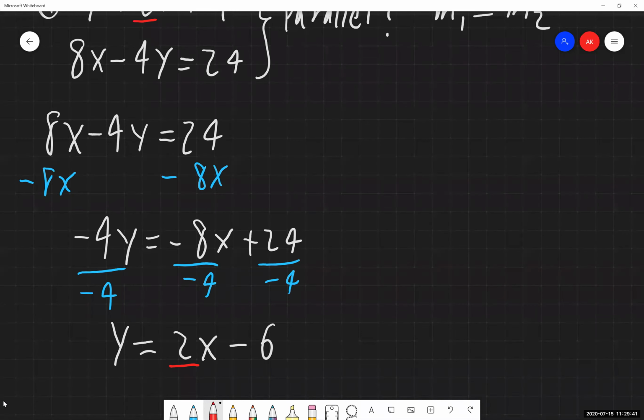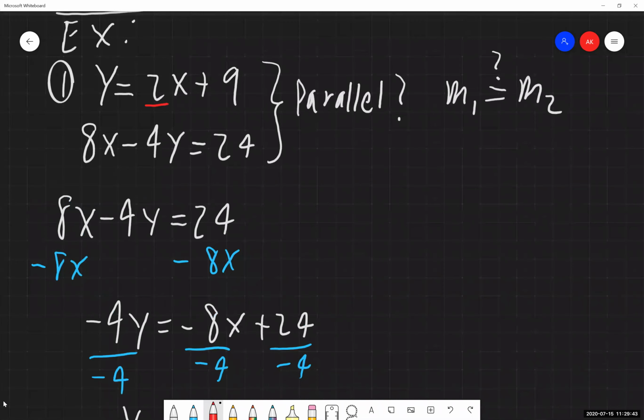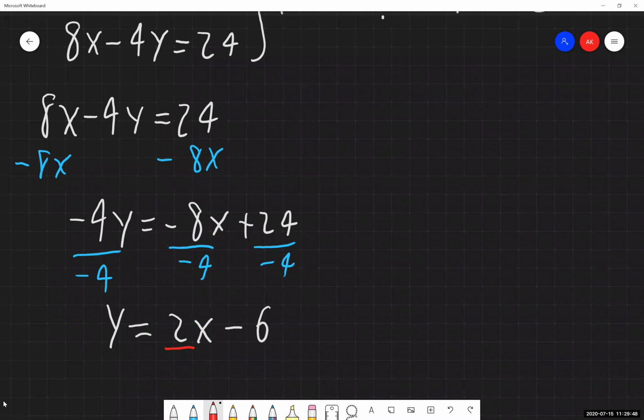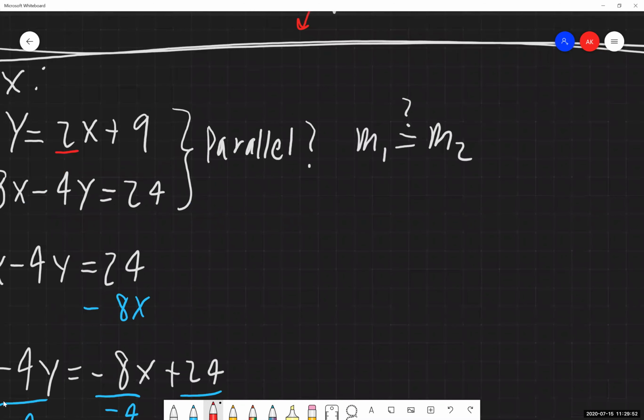So if the slope of line 1 is 2, and the slope of line 2 is 2, these slopes are equal to one another, which means are these things parallel? Yes.